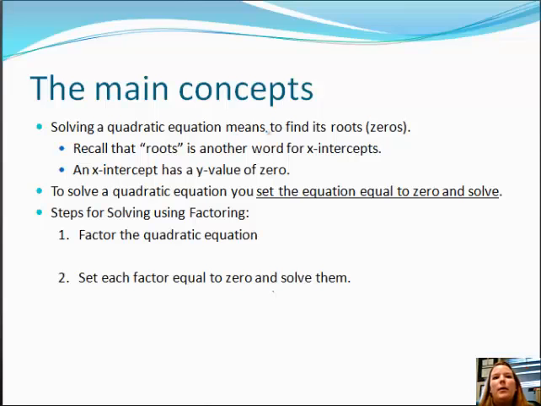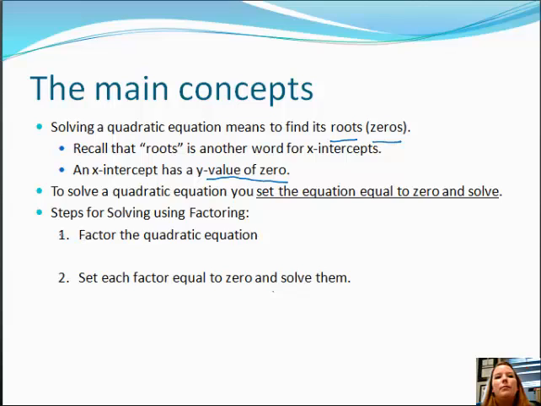To solve a quadratic equation, it needs to find its roots, its zeros, or its solutions. Now we talked about the fact that those all mean the same thing. It's where it crosses the x-axis, so the x-intercepts. So when we find an x-intercept, when we looked at the table, we noticed the y value is 0. So to solve a quadratic equation by factoring, we're going to factor it and then set it equal to 0.